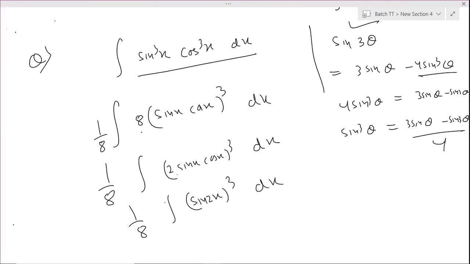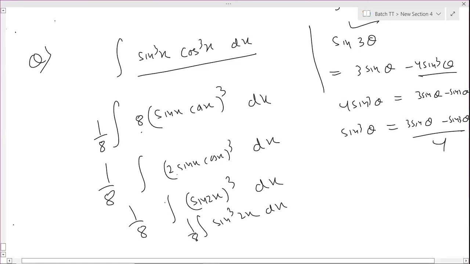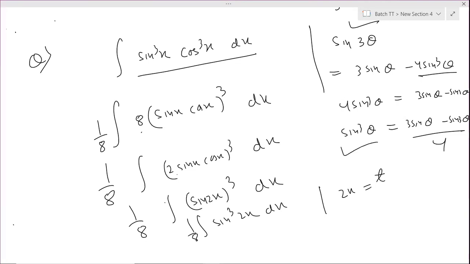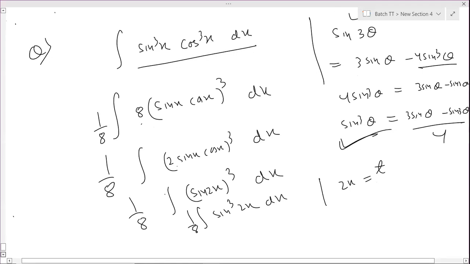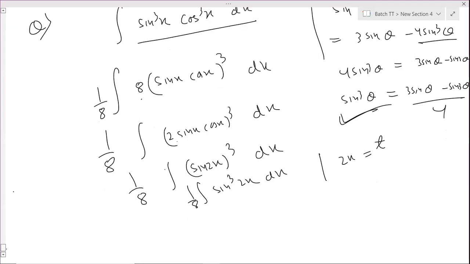So now we can see this is integration of sine cube 2x dx. Please take 2x as t, convert this into substitution, apply this formula, and try to find this integration. I'll give you a few minutes. Is everyone clear what we did here? Yes, sir. Clear. All right. Please find the value and send the answer in chat.